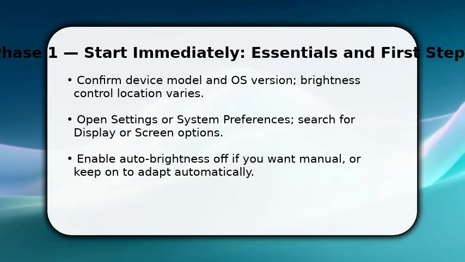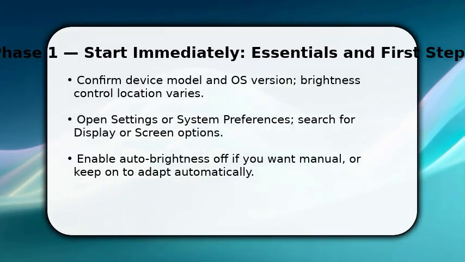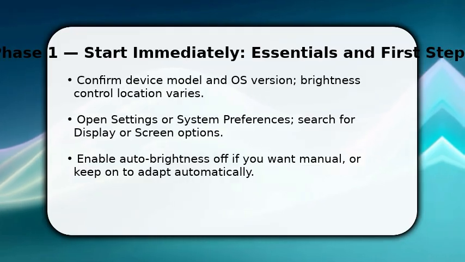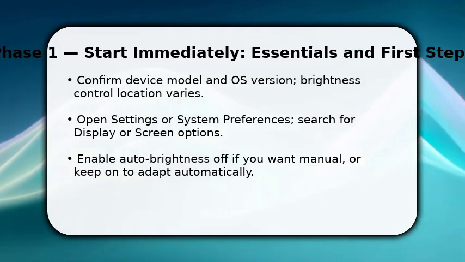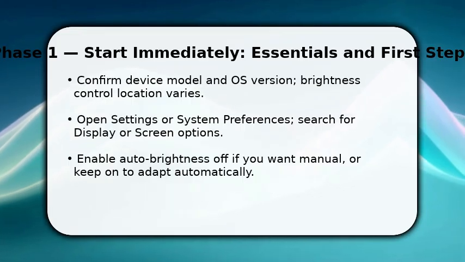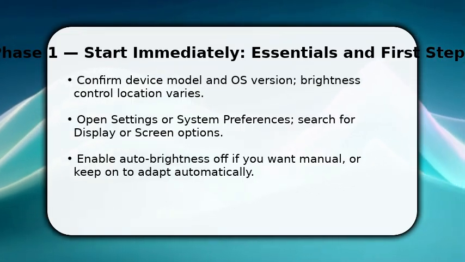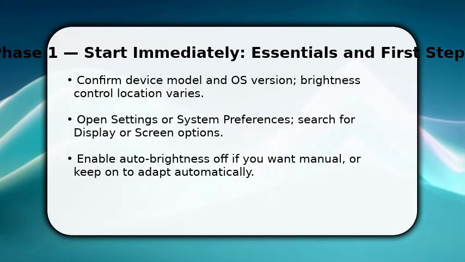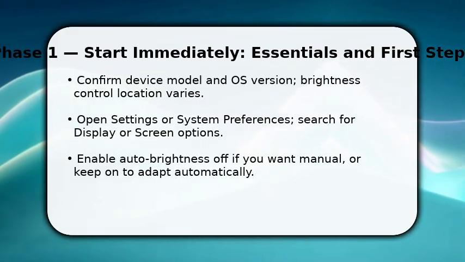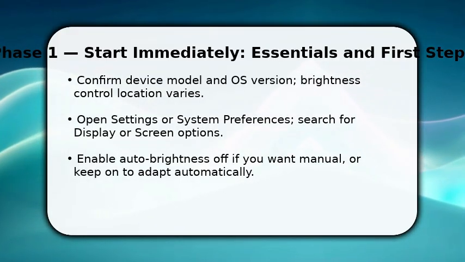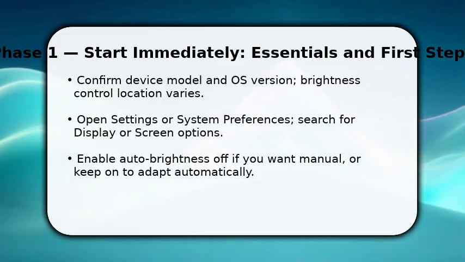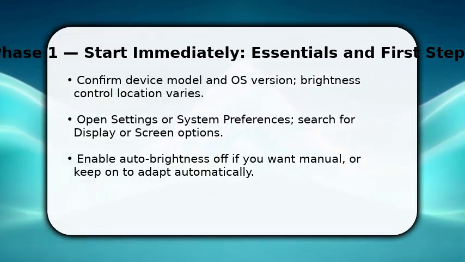You start by confirming the device model and OS version so you know where the control lives. Open Settings, look for display or screen options immediately. This is where brightness lives. Once there, make sure auto brightness is off if you want to set a fixed level. Otherwise, leave it enabled to allow automatic adjustments. You're doing this to control light output precisely, reduce eye strain, or save battery. So begin with the exact control panel now.